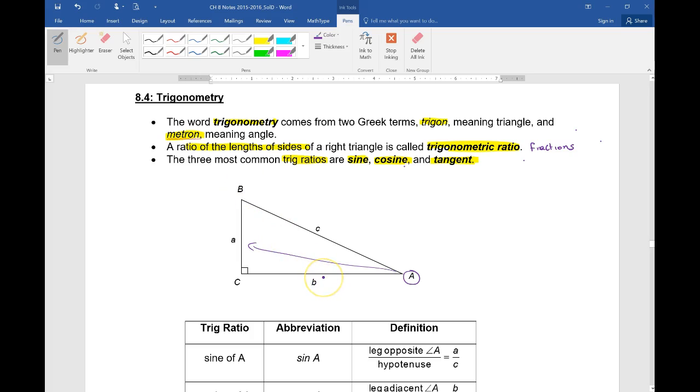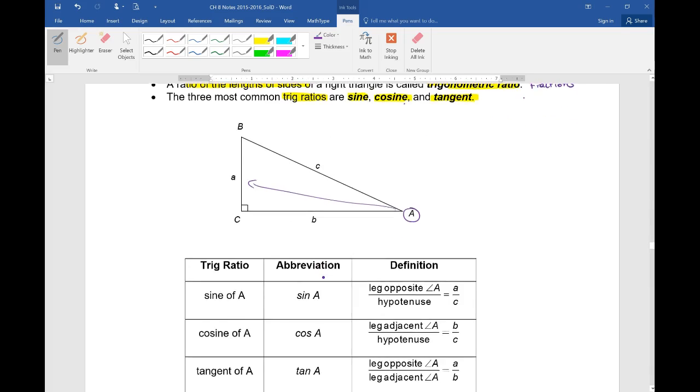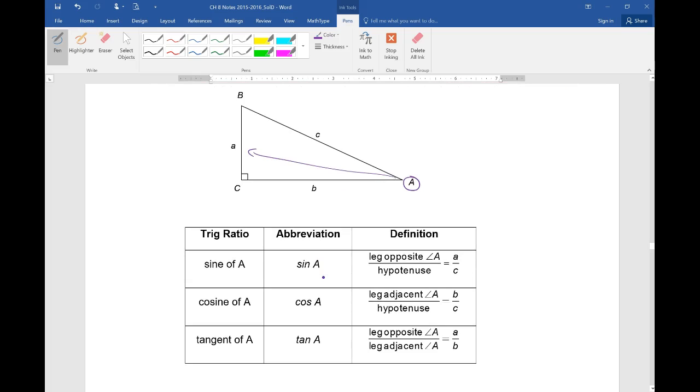This way, it doesn't matter really which angles you label as A, B, or C, but it does matter that you stay consistent with that. Each opposite side has the corresponding letter. Okay? All right. So here's how these ratios work. The first ratio is sine.